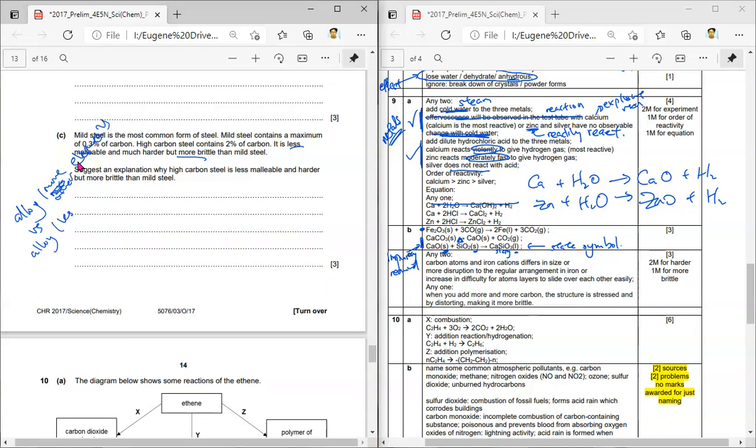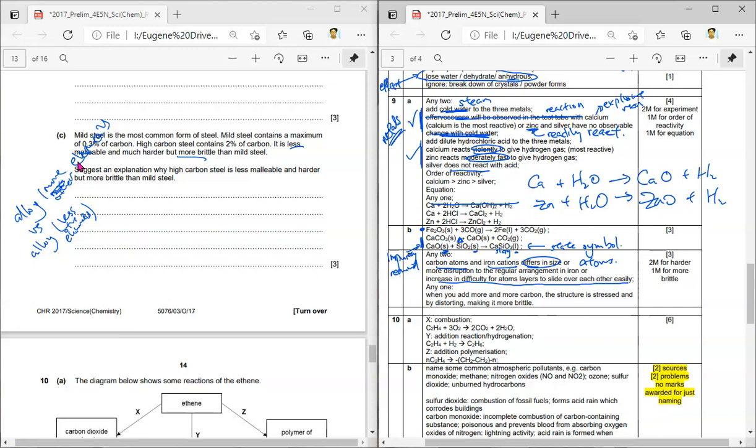This one will have less other elements. Okay, so now if you look at the answer, first part you need to say that the iron and carbon atoms differ in sizes. So there's more disruption to the regular arrangement in iron if there's more carbon. Hence, there's increased difficulty for the atom layers to slide over each other. So more carbon atoms, more disruption, more difficulty in sliding over one another.